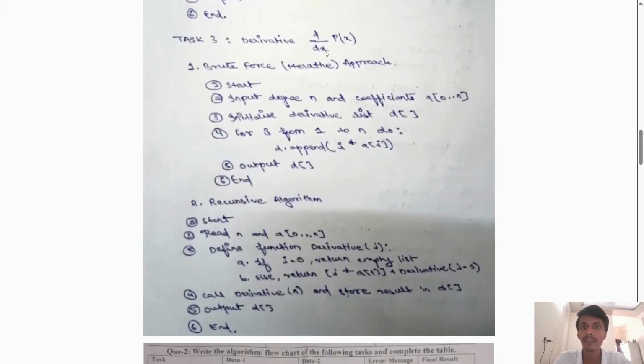To find the derivative of a function, like d of p(x) by dx, the brute force technique is reducing the power of every term by 1 by using a for loop for i from 1 to n.